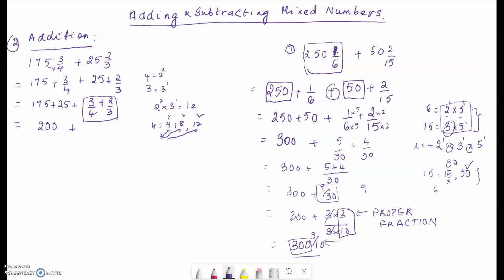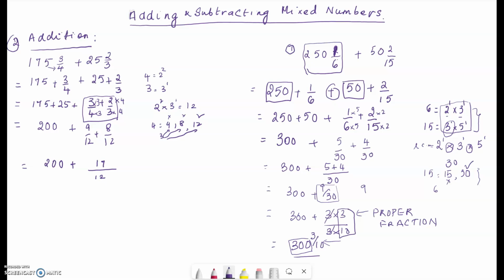3 does divide 12. So 12 is the LCM. So we need to make sure 12 is the common denominator. So 4 times 3 is 12. 3 times 3 is 12. So that is 9 over 12 plus 3 times 4 is 12, 2 times 4 is 8. So that is 8 over 12. So this is equal to 200 plus, we have a common denominator of 12. 9 plus 8 is 17.